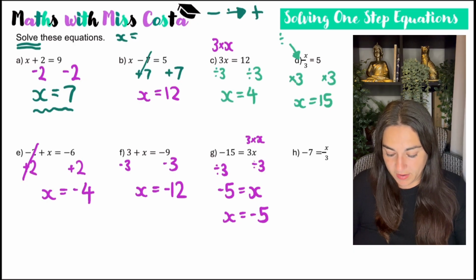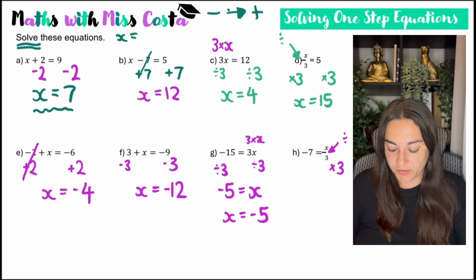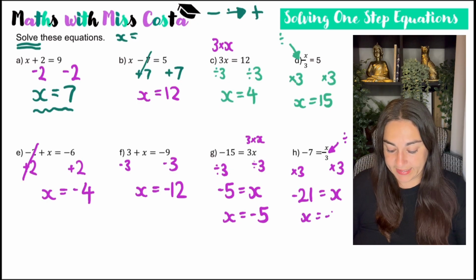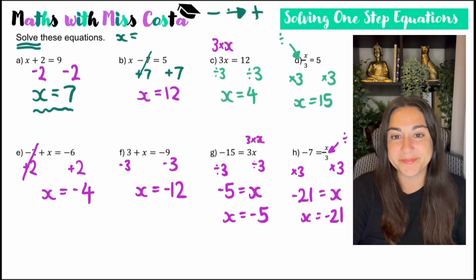So with the last part, what's happening here? Remember, this is a division. So I'm going to have to times both sides by 3. Minus 7 times 3 is minus 21. So x is minus 21.